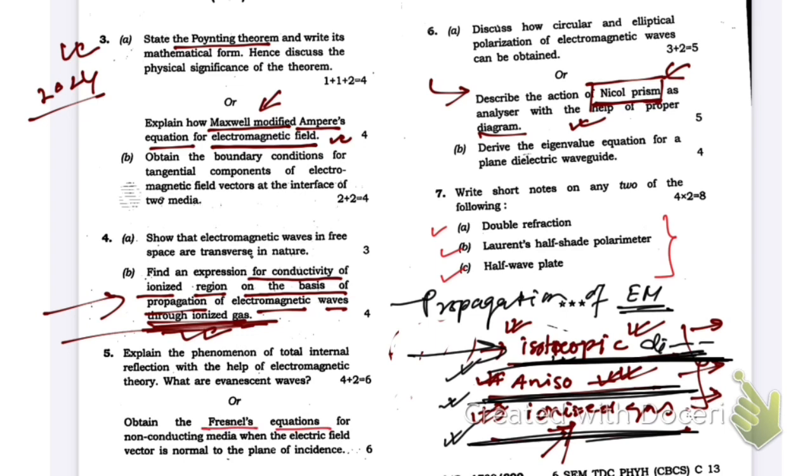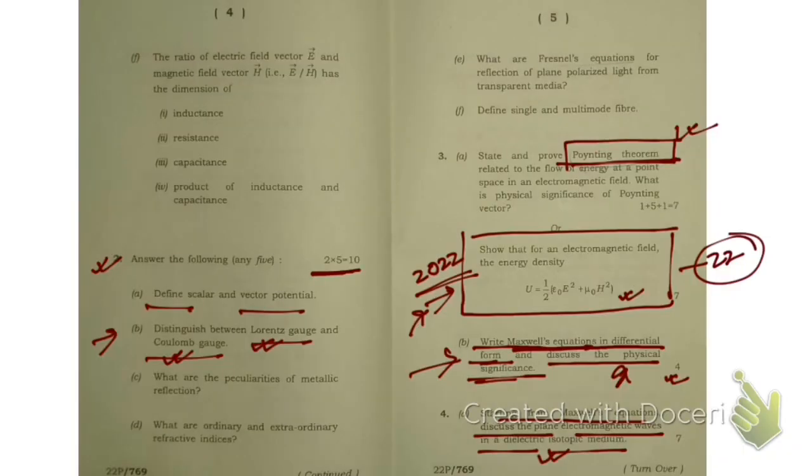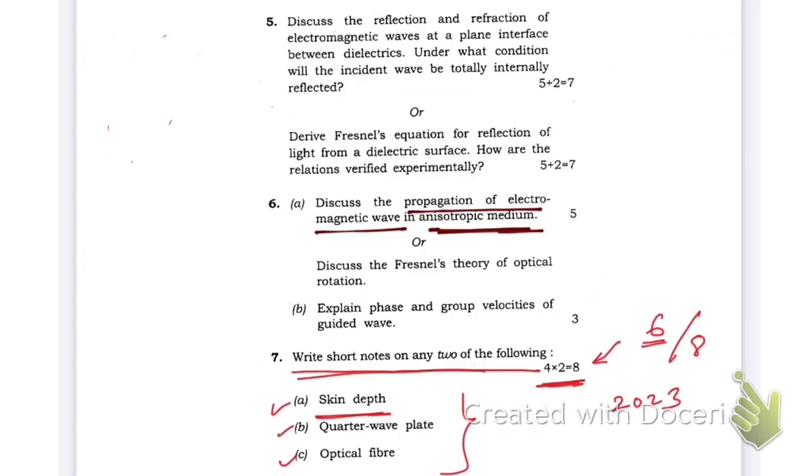Now you see: obtain the Fresnel's equation for non-conducting medium when the electric field vector is normal to the plane of incidence. A similar type of question was asked in 2023 also. As I have already told you, this is the question paper of 2024, and the same kind of question was asked in 2023 as well. Though it was asked in 2023, it is repeated in 2024, just with a modification.